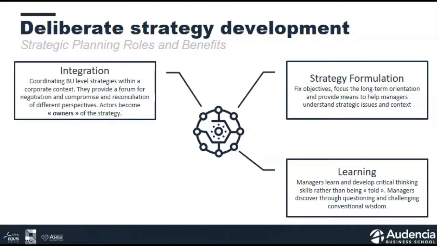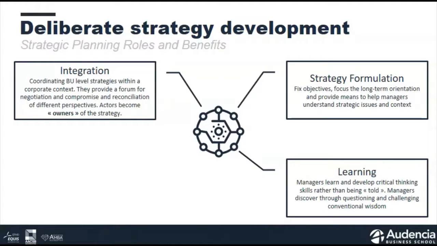A strategic planning process also serves a role of coordination and integration. We integrate, as you saw in the previous slide, the BU strategies within a corporate context. We integrate different points of view and different perspectives on the strategy. Every BU may have a different perspective on the strategy, and the job of this planning process is to bring all of these actors together to not only debate and discuss and to see strategy from different points of view, but also to facilitate ownership of the strategy.